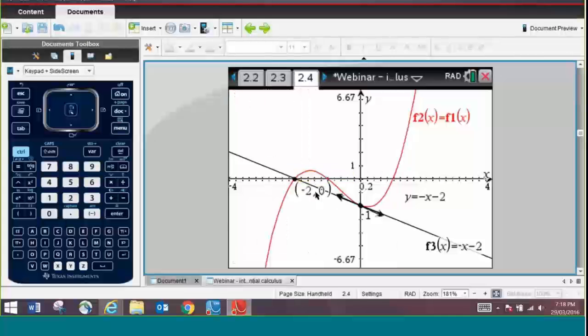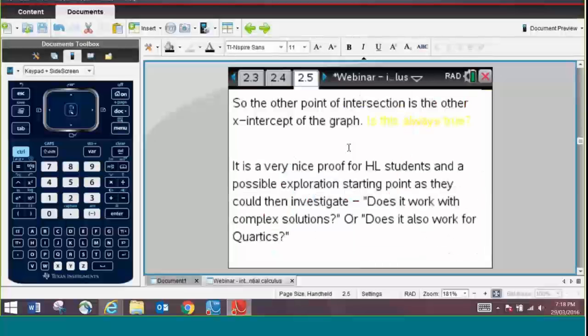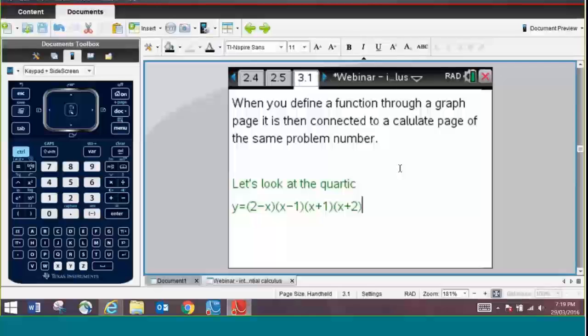And there we have the other point of intersection is exactly our other x-intercept. So it's a really nice proof, in particular for the high-level students, that that always does come true. But then, of course, it could lead as a possible exploration investigation as to whether that works with complex solutions and whether it also works for higher order polynomials like quartics or quintics, etc.